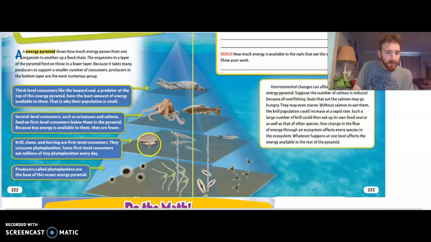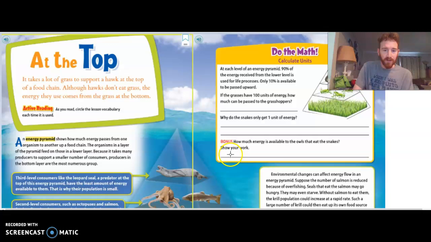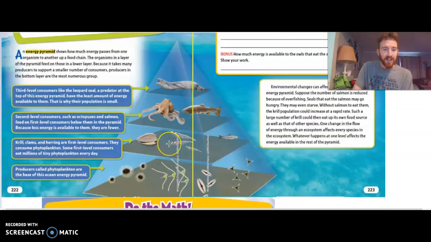One of the things they talk about in here, and we'll get into this when we do the math in a second, is basically only 10% of the energy goes from one level to the next. So by that, what they mean is basically, let's say when this octopus eats the clam, the octopus needs to use a lot of that energy just to do things like we do, which is move around, breathe. They get oxygen from the water. We get oxygen from the air. We have blood that pumps around our body.